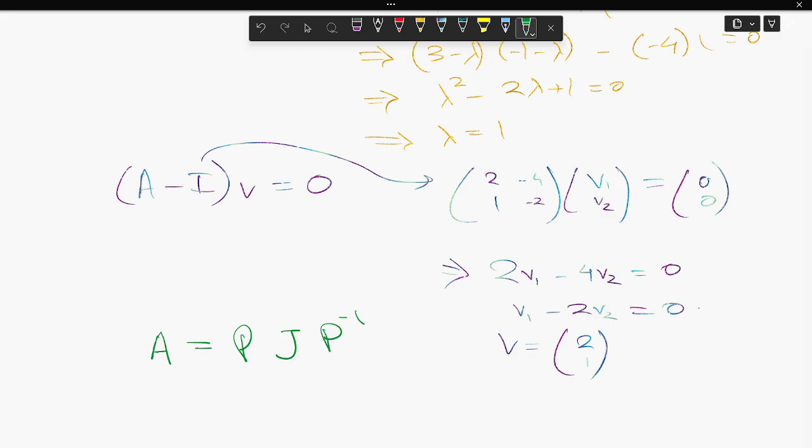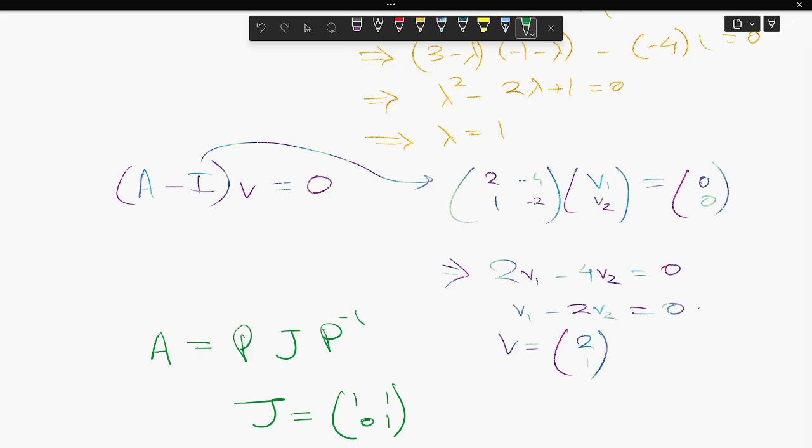So where J is the Jordan matrix and P is the matrix of generalized eigenvectors. Now for A, the Jordan matrix will be what? The Jordan matrix will be 1, 1, 0, 1, as they are sharing a single eigenvector. Yes, a single eigenvector. Okay. So now the matrix P is formed using the eigenvector and the generalized eigenvector.